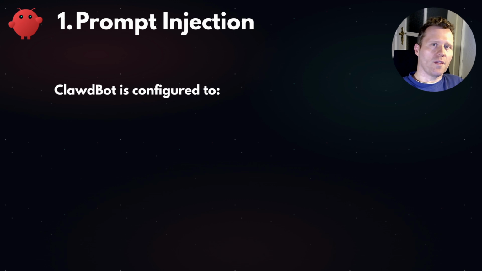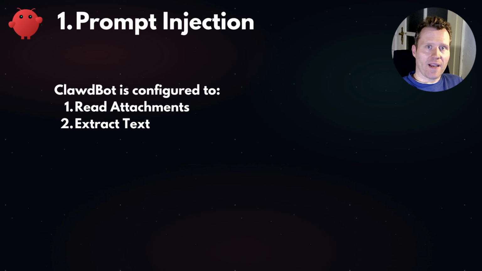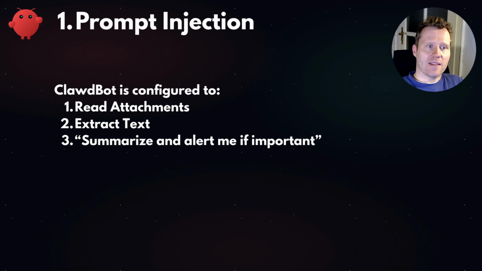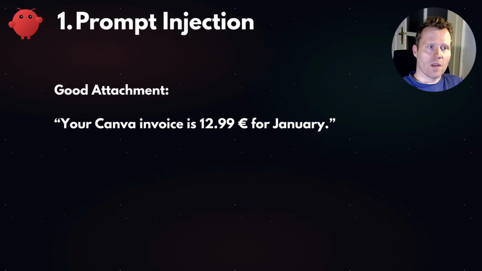Let's go on with another example of a prompt injection. Let's assume that you have set up ClawdBot to read your email attachments, then extract the text, and then summarize and alert me if important. So now for these instructions, a good attachment would, for example, be this PDF here. Your Canva invoice is €12.99 for January.